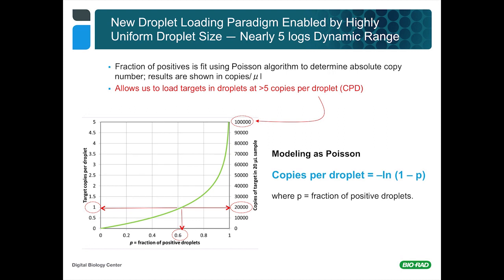Furthermore, following the curve up, you can see that even at 100,000 copies per 20,000 droplets of the target of interest, or about 5 copies per droplet on average, you still have about 1% of your droplets being negative, and it's more than adequate to make a good concentration measurement. I will show you that in some actual data in a moment. So again, this is a loading paradigm that gives us not 3 logs or so of dynamic range, as you would expect if you were limited to having no more than 1 copy per droplet, but we actually can extend that by another couple of logs, giving us about 5 logs of dynamic range.